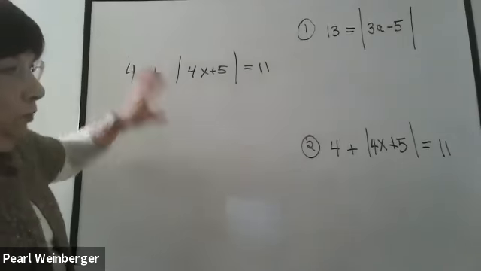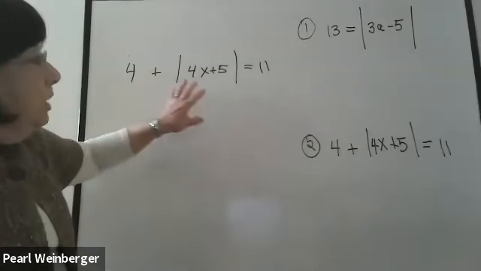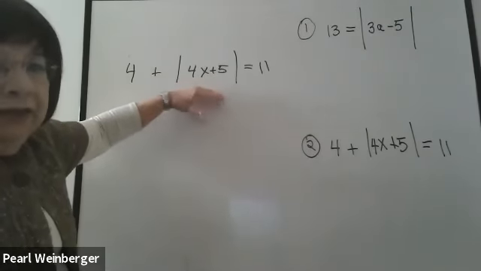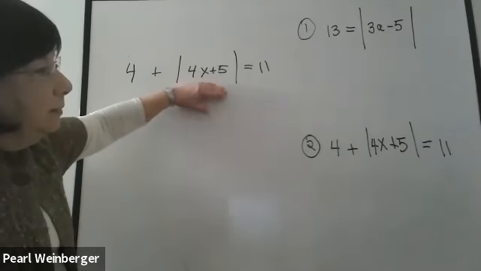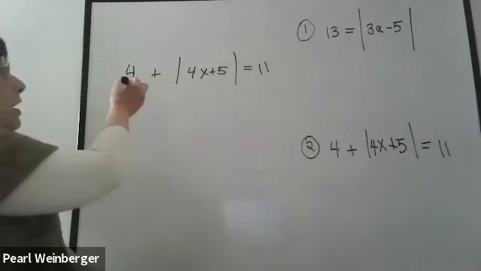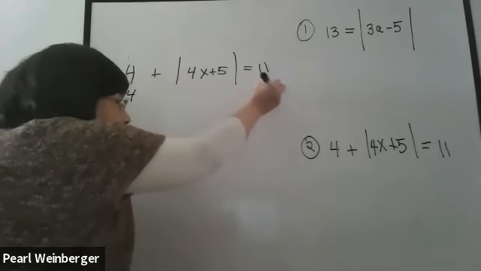The first thing I did was subtract 4 from both sides. Right. If you remember, when you have an absolute value equation, you can't do anything with it until you have that absolute value all by itself. We call it isolating the absolute value. So there's this 4 that's outside the absolute value. You have to get rid of it. So you subtracted 4 from both sides. So I'm left with absolute value of 4x plus 5 equals 7.